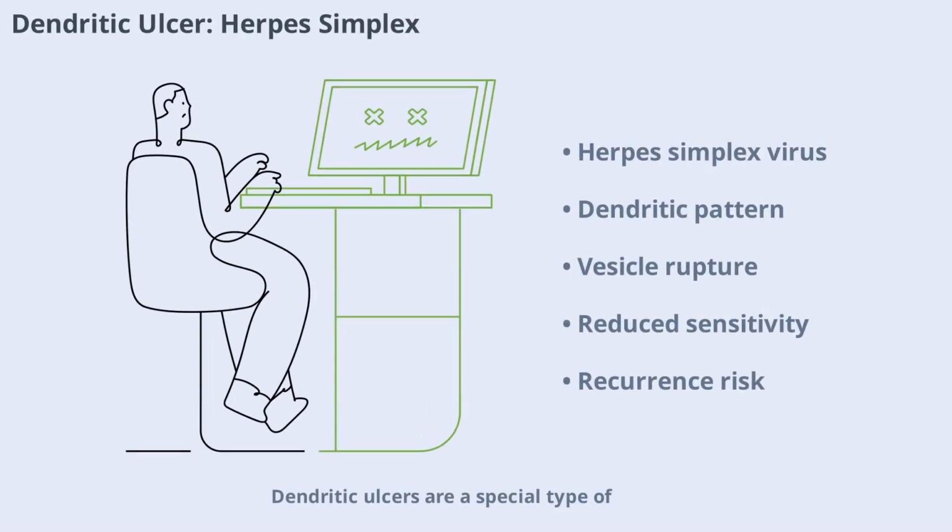Dendritic ulcers are a special type of non-purulent superficial keratitis caused by herpes simplex virus, commonly affecting children and young adults. Symptoms include severe irritation, lacrimation, and blepharospasm. Vesicles may appear on lips, nose, and genitals. Slit lamp examination reveals dot-like superficial infiltration with lateral branches forming a dendritic pattern.